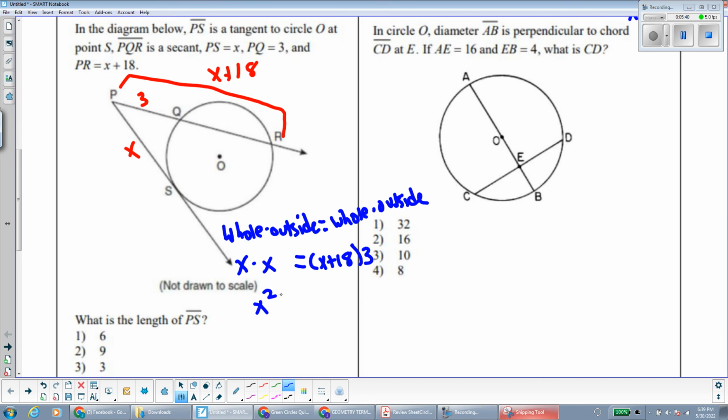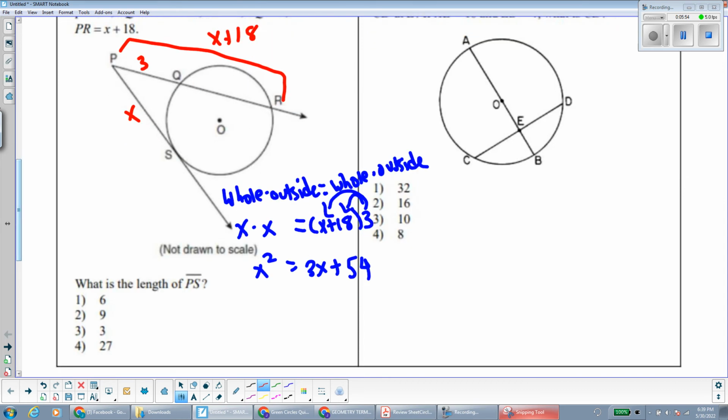So I have x squared is equal to, distributing the 3, 3x plus, let me do 18 times 3 on my calculator, I get 54. So I already see that I have a quadratic. That means I have an equation where the highest exponent is 2. There's nothing I can combine anymore. Nothing is a like term. So I'm going to have to factor here to solve. What I'm going to do is move everything over to one side of the equal sign so I can have it equal to 0, and then I can factor.